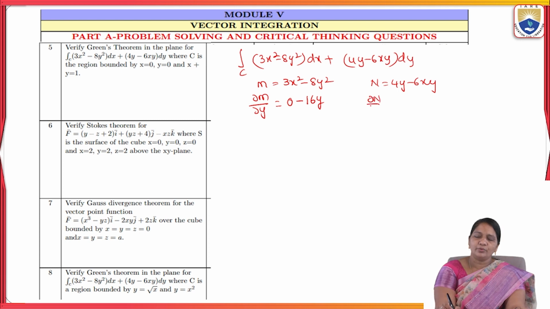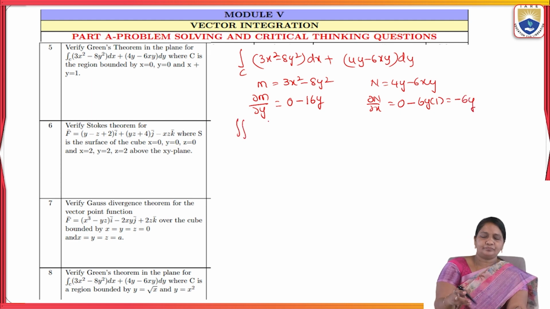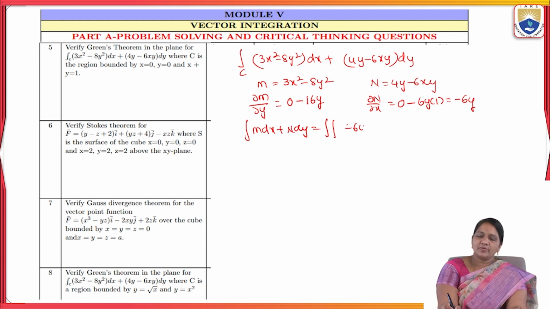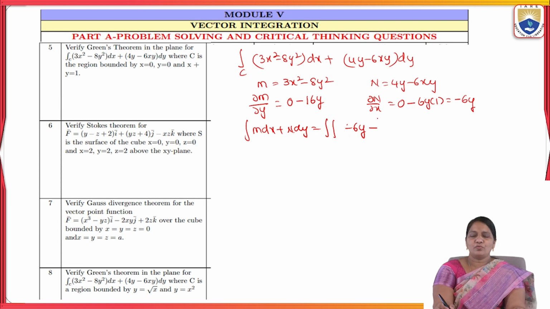And we are writing here dou n by dou x. So here 4y, with respect to x we are doing. So this term is 0 minus 6y into x value is 1. So finally this is minus 6y. Now the integral of m dx plus n dy is equal to the integral over dou n by dou x, which is minus 6y, minus dou m by dou y, which is minus 16y, that is minus 6y plus 16y, into dx dy.